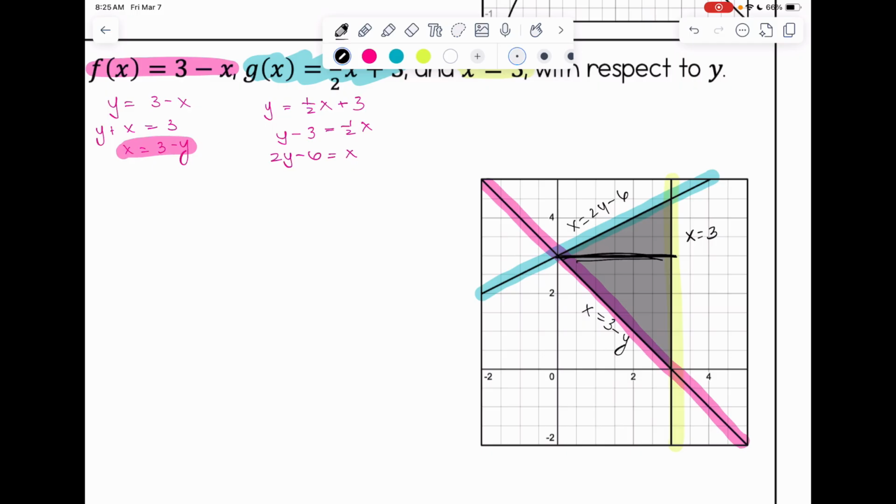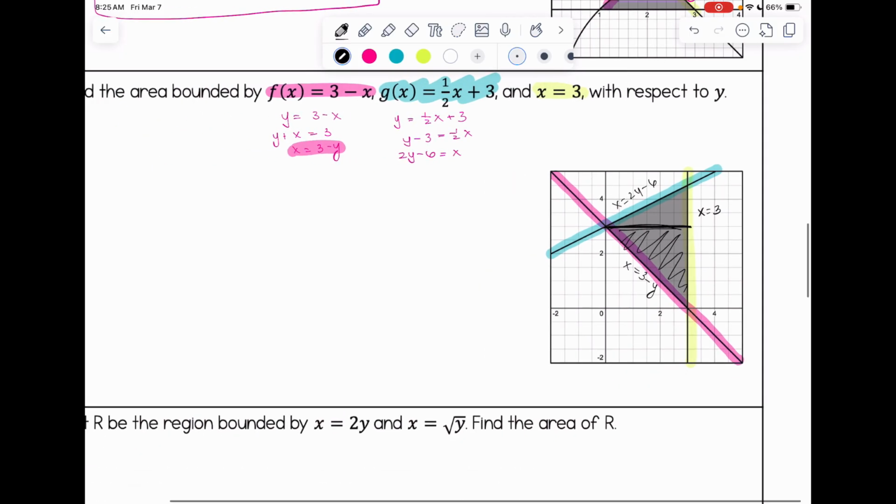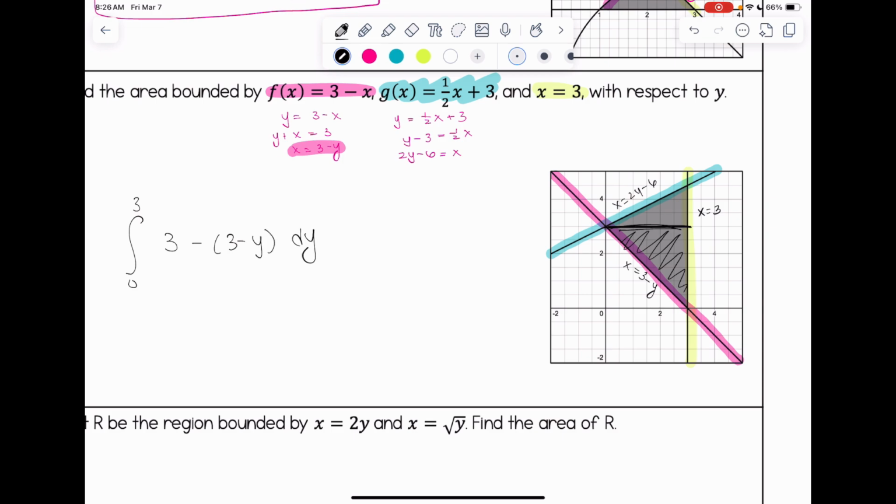So let's start with the bottom region, this part that I'm scribbling in right now. The y values go from 0 to 3, so those are my first set of bounds. The right function is 3, or the right equation, I should say in this case. And then I'm going to subtract out the line, so 3 minus y dy. And then I'm going to do that same idea for that top section. The bounds are going from 3 to an upper bound of 4.5. We're going to do 3 minus (2y minus 6) in this case, dy.